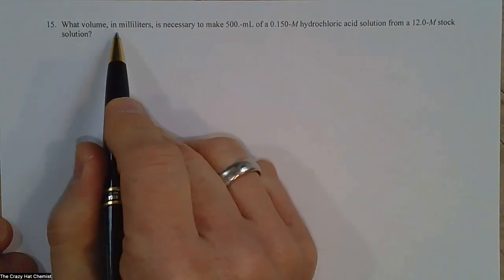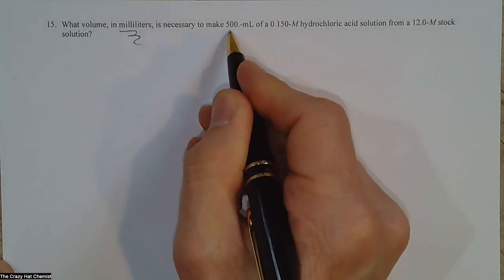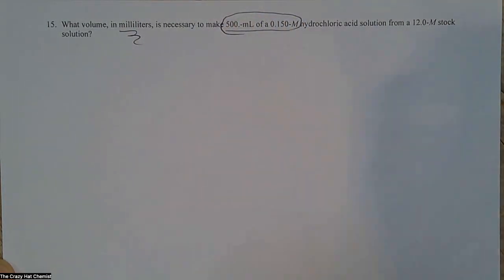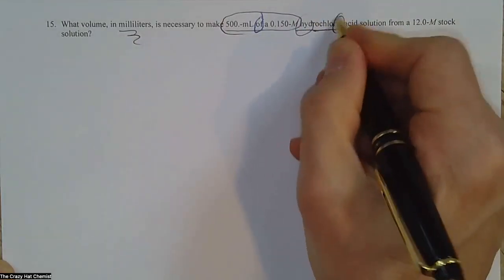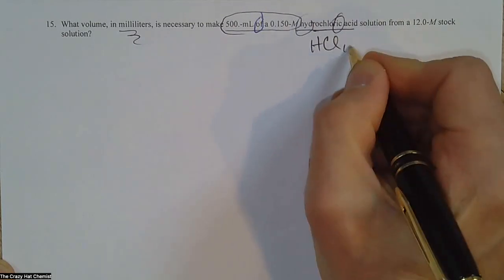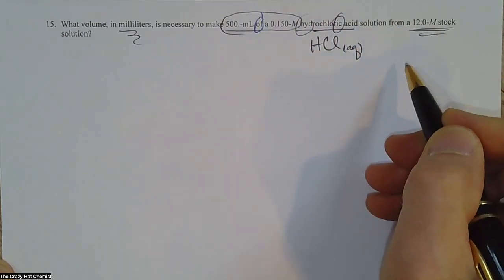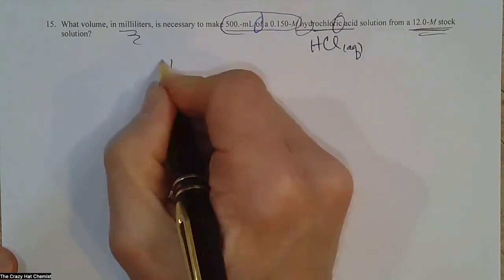It says, what volume in milliliters is necessary to make 500 mils of hydrochloric acid, that's HCl, aqueous solution, from a 12.0 molar stock solution. So this is a dilution problem.